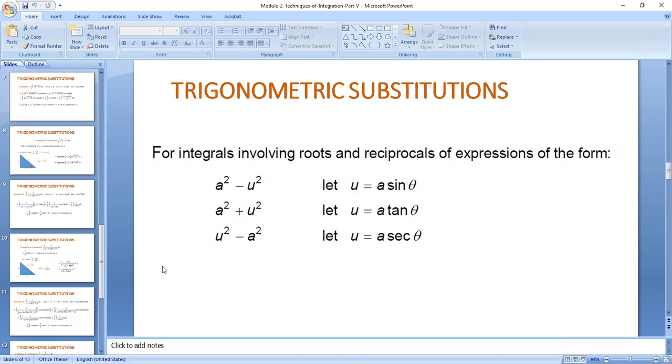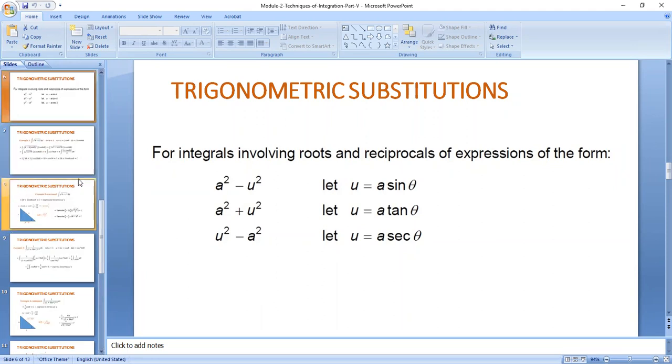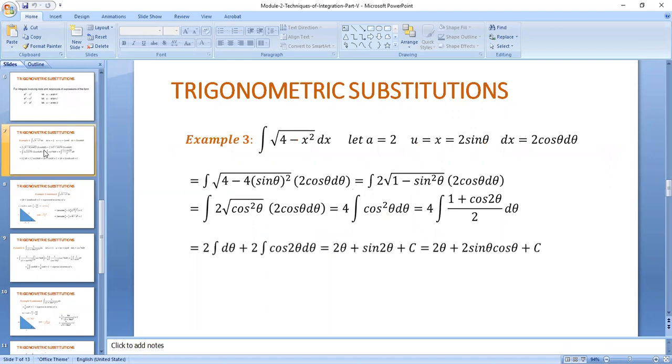Okay, so let's go to specific examples on trigonometric substitution. Let me go to the first example here. You're given the square root of 4 minus x squared dx. In terms of form, you have the 4 here as the a squared and the x here as the u squared.